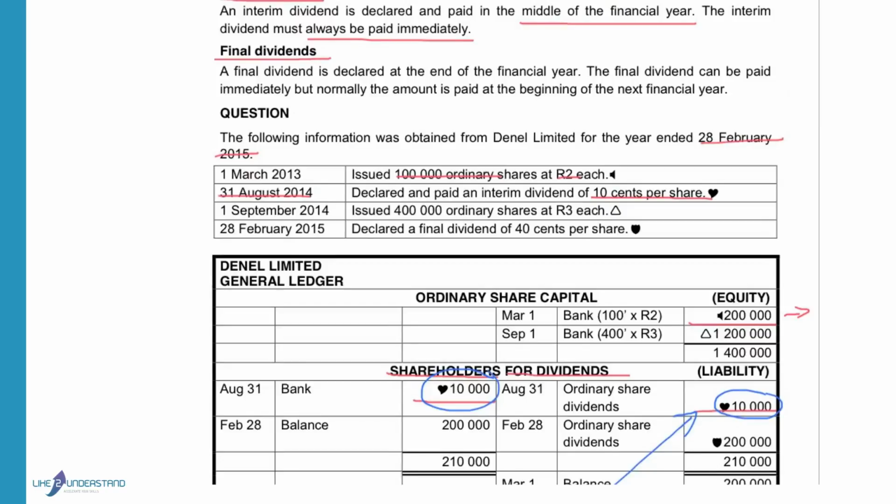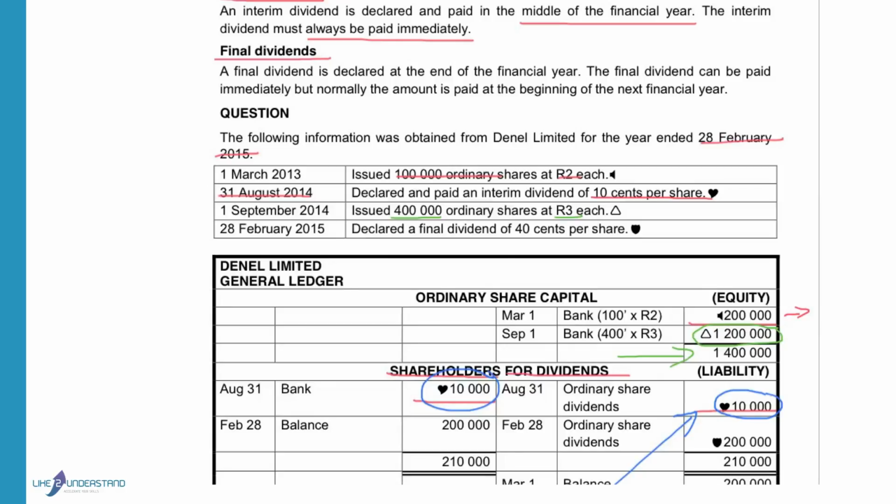Okay. On the 1st of September, the company decided to issue additional shares at R3 each. So they're going to issue 400,000 shares at R3 each. That means 400,000 times 3, the capital will increase with 1.2 million. Now we've got the 200,000 from the previous year, plus the 1.2 million for the current year. So my total capital at this stage is 1.4 million rand.